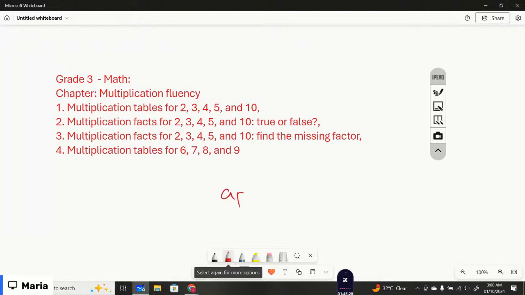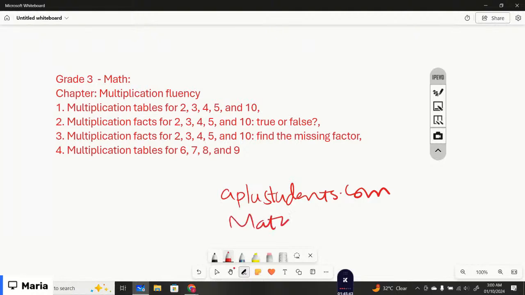You can find all the lessons on aplastudents.com. You have to log in there using your email address and password as provided by the administrator. Then you have to select math from the subject tab. Scroll down to grade 3 math and then click on view all lessons. There you can find a list of the chapters.